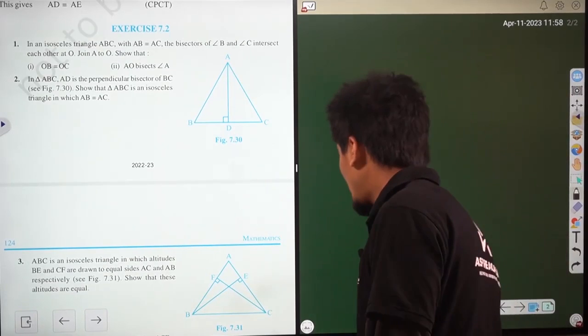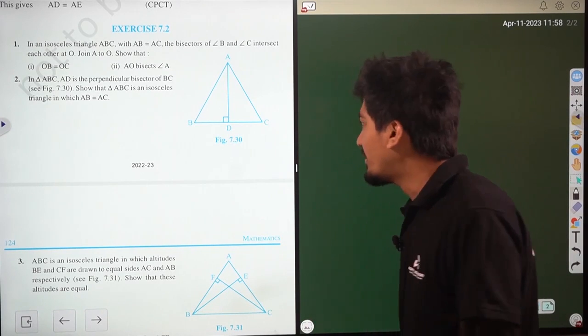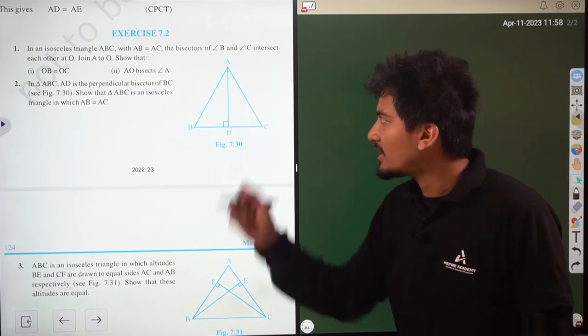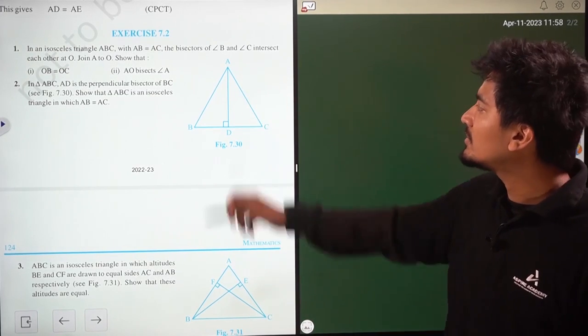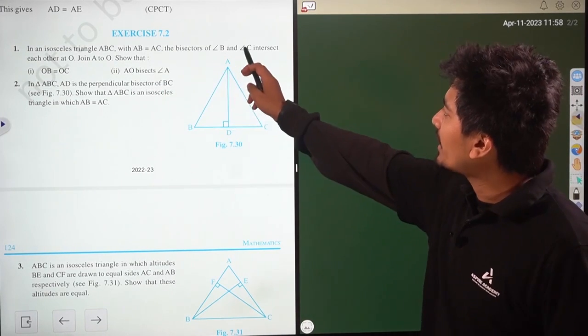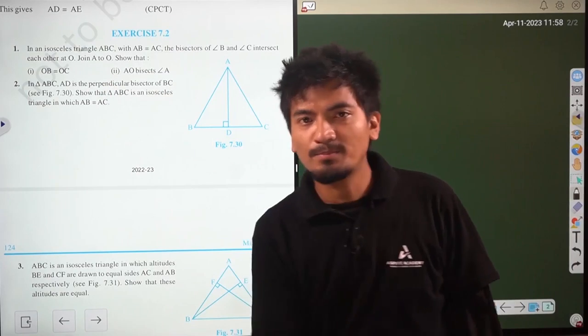Okay, now see here, the first question. ABC is an isosceles triangle with AB equal to AC. The bisectors of angle B and angle C intersect each other at point O.